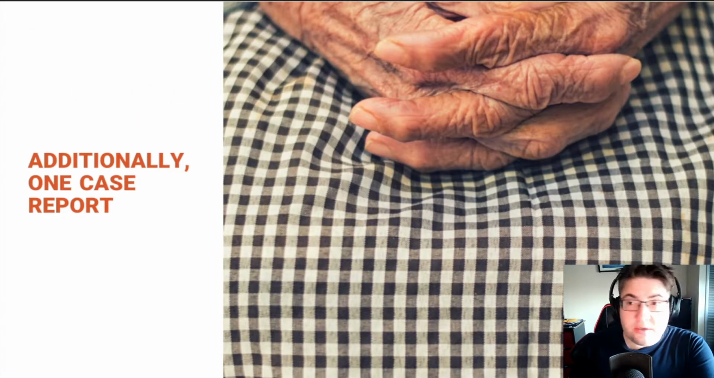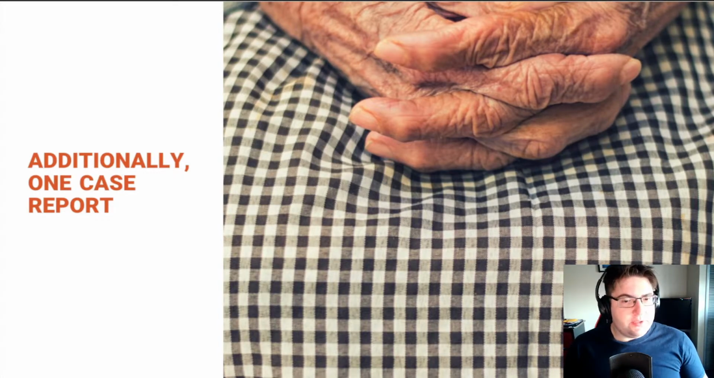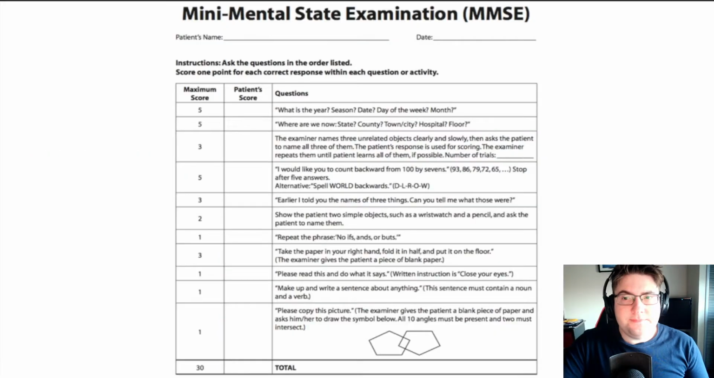Additionally, there also was one case report published in this paper, actually involving humans and not mice, which is nice to see. But before I go over this, I'm going to give you some background information in order to understand the study that I'm about to present to you.